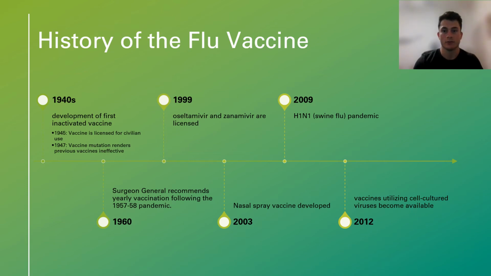A few years later, following a pandemic in 1957, the U.S. Surgeon General issued the recommendation to the public to get an annual shot. In 1999, oseltamivir and zanamivir were licensed to treat people suffering with the flu. In 2003, the nasal spray was developed, and in 2012, vaccines utilizing cell-cultured viruses became available. This obviously is not an exhaustive list of events, but it highlights some of the major events to occur in the history of the vaccine.